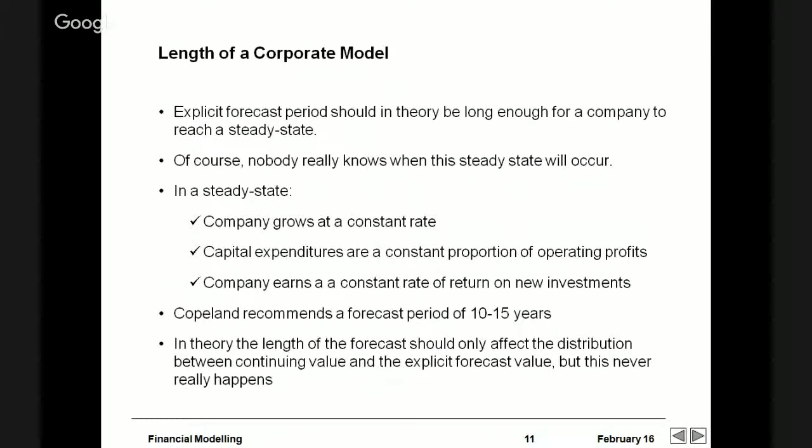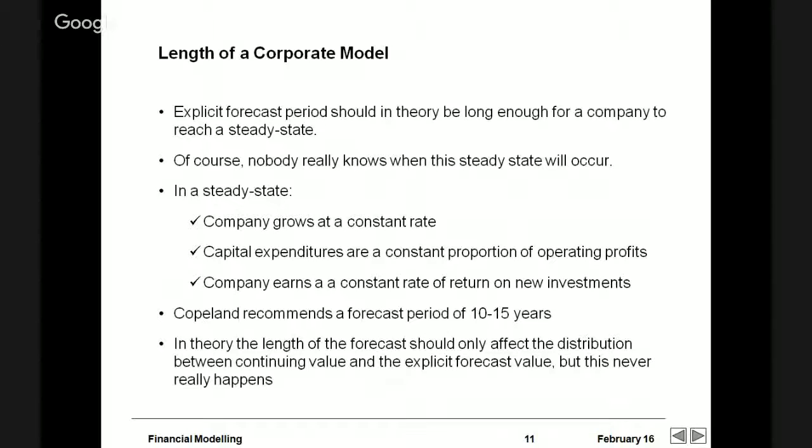Now, the length of the corporate model is something which is very, very essential today. Why is this essential? Because your explicit forecast period should, in theory, be long enough for a company to reach a steady state. This is quite interesting to know. Why? Because when I make a presentation, I typically put words very clearly saying that in 10 or 15 years, I will return back your money and the company would come up to the next level as far as possible.